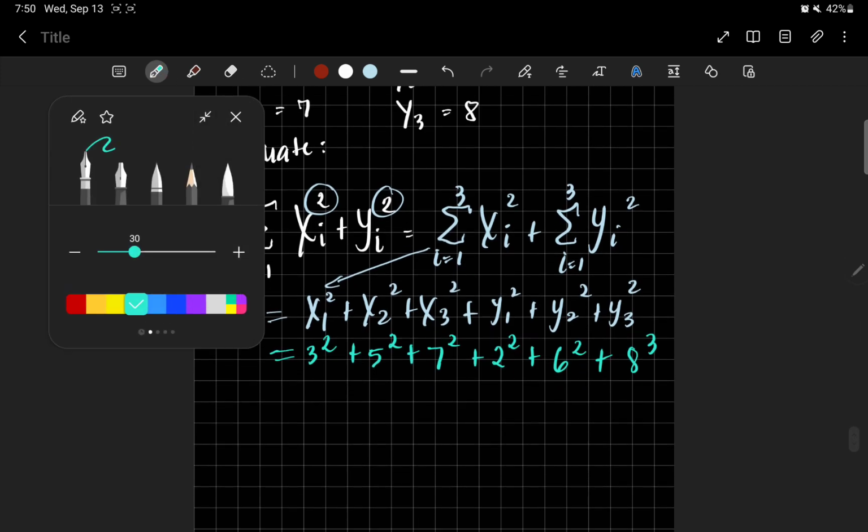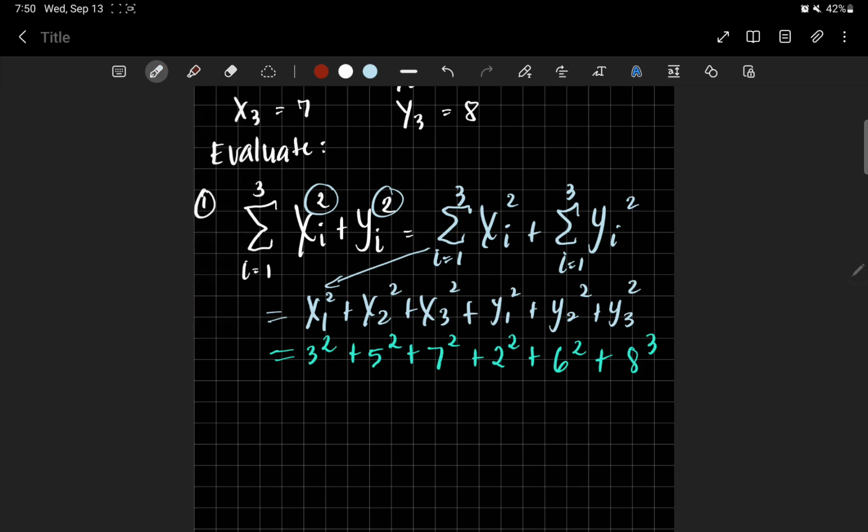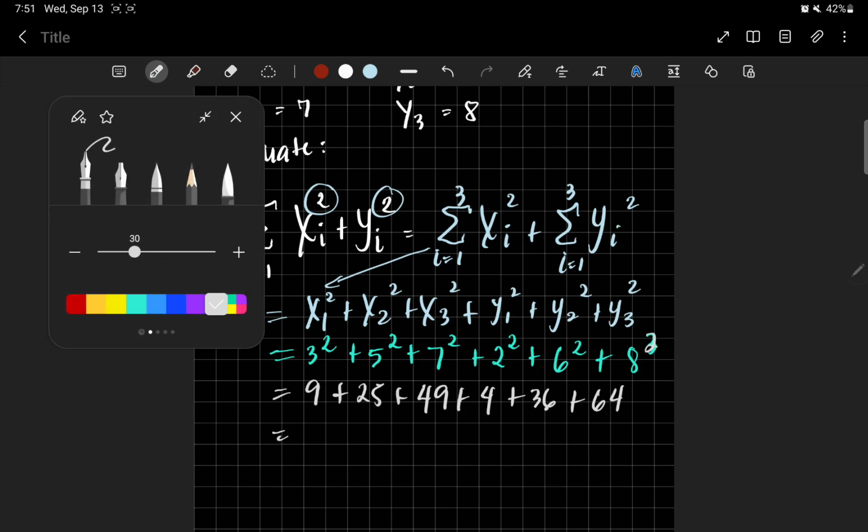Then after that, you simplify. Okay? After natin ma-substitute, i-simplify na natin. So 3 raised to 2, that is 9. 5 raised to 2, that is 25. 7 raised to 2 is 49. 2 raised to 2 is 4. 6 raised to 2 is 36. And 8 raised to 2 is 64.